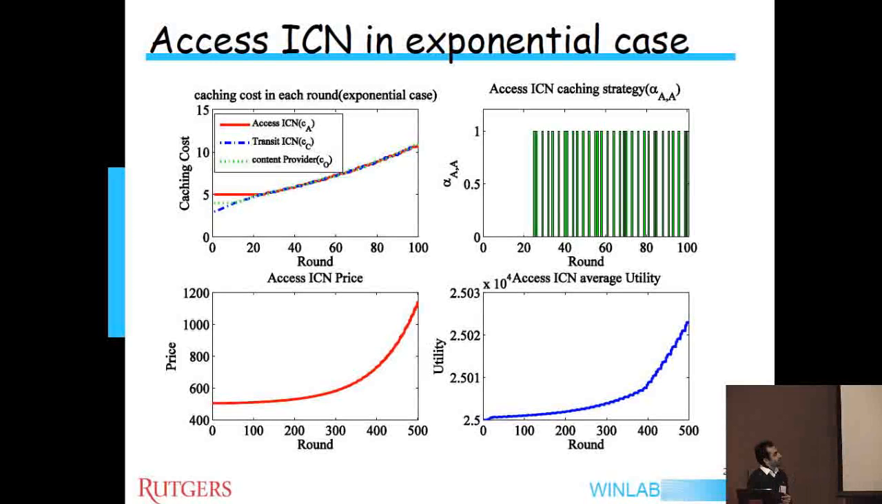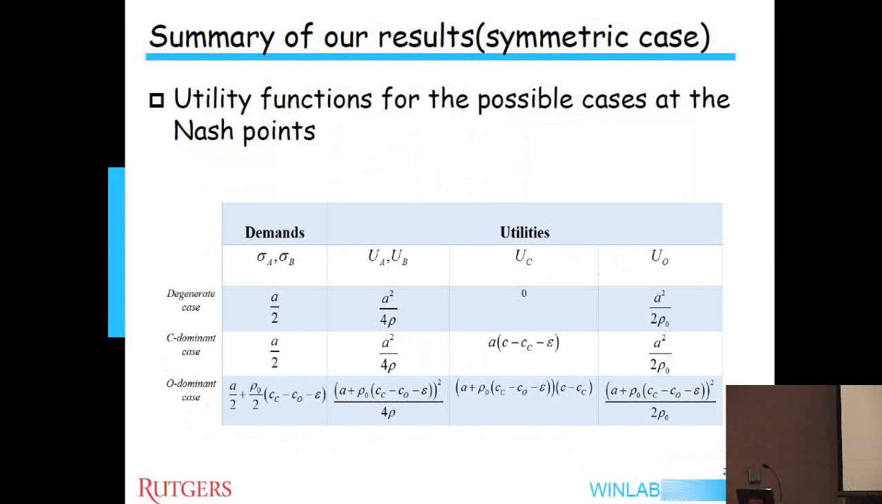And this time, the utility for access ICN starts to grow exponentially. The reason is that we have this O dominant case here, and this is the utility for this case for the content provider. You can see that this utility depends on the difference between CC and CO, that is the caching cost for transit ICN and content provider. Because these two parameters are changing exponentially, the difference of these two also changes exponentially. Because of that, after some time, the utility will grow unboundedly.